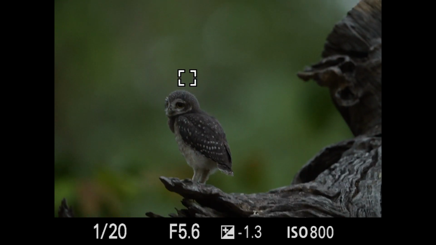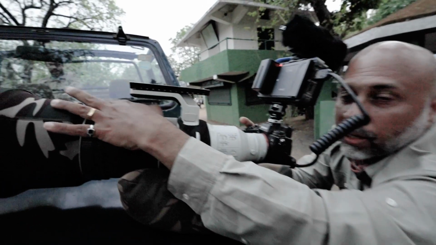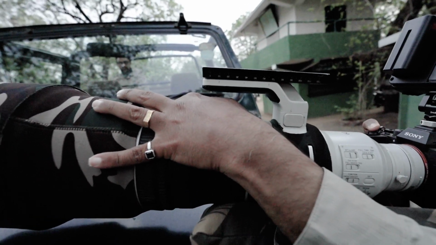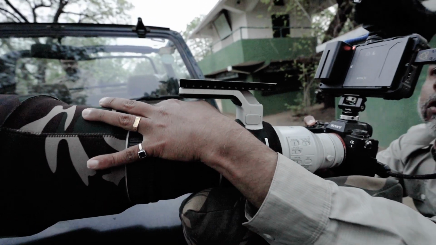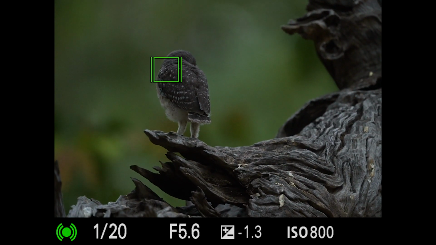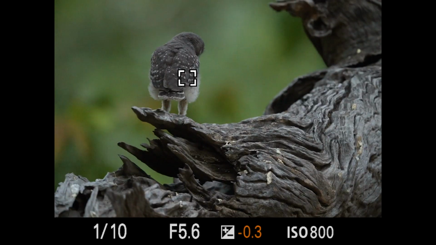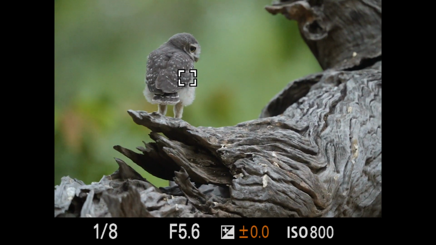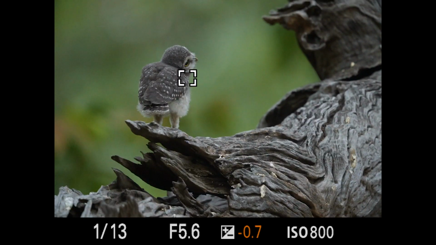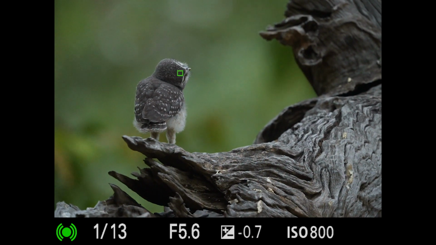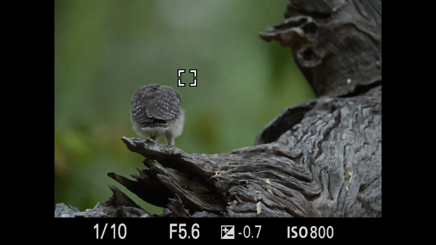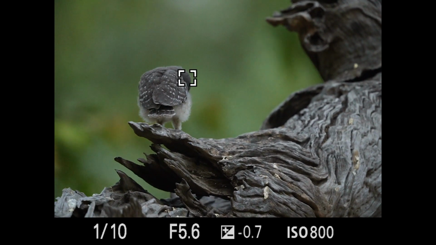Now comes the most important part. Hold the hands in front of the lens for better stability. And then focus and wait for the subject to be totally still. So, exposure compensation, I'll keep it at 0. Let's come to 1/8 of a second. I'll do a little minus, 1/13th. Now the eye focus has kicked in. Now let's wait for the bird to turn this side.